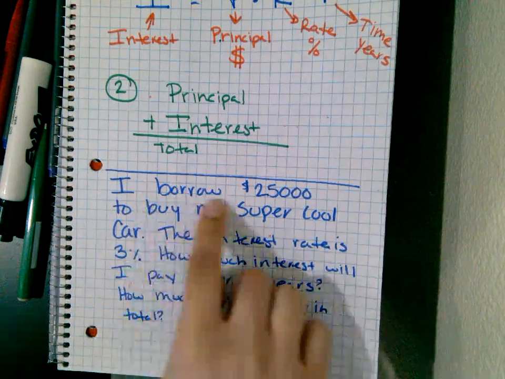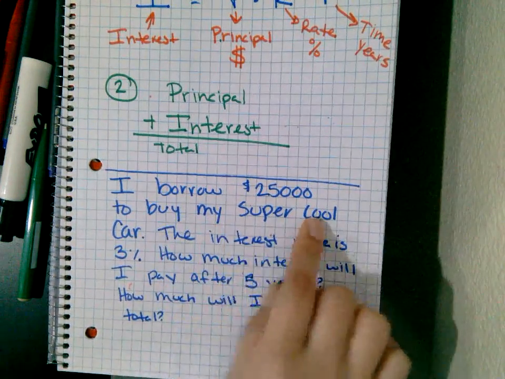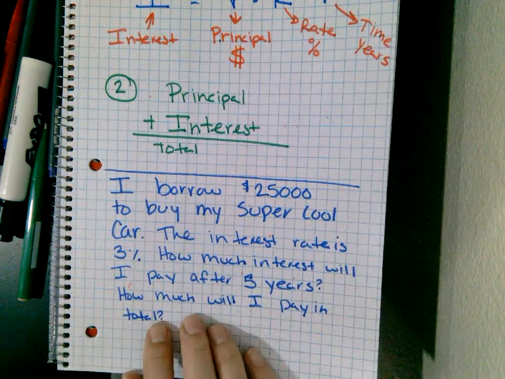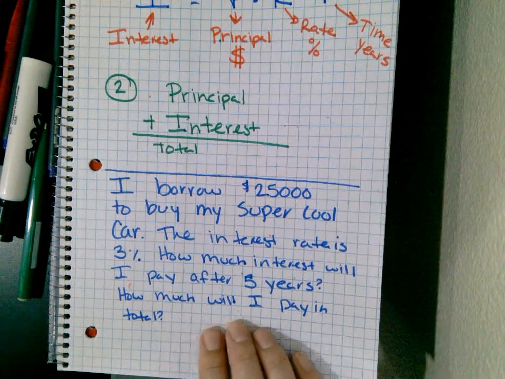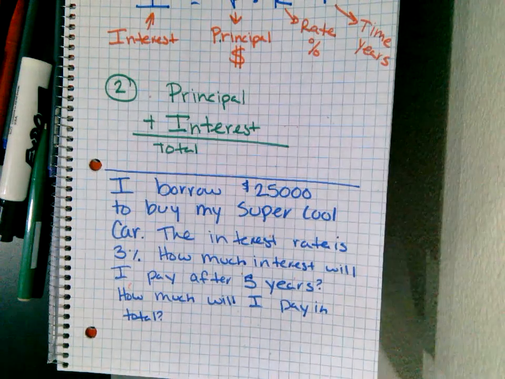Okay, so I borrowed $25,000 to buy my super cool car. The interest rate is 3%. How much interest will I pay after 5 years? How much will I pay in total?